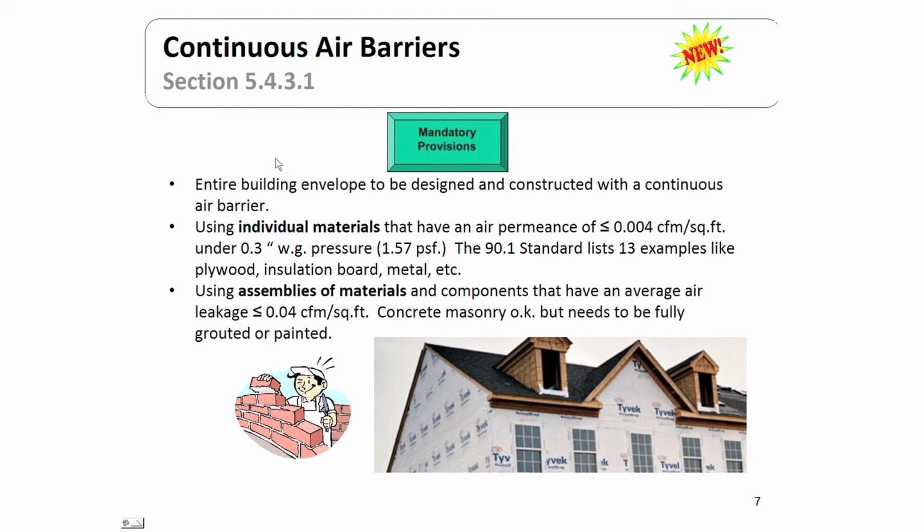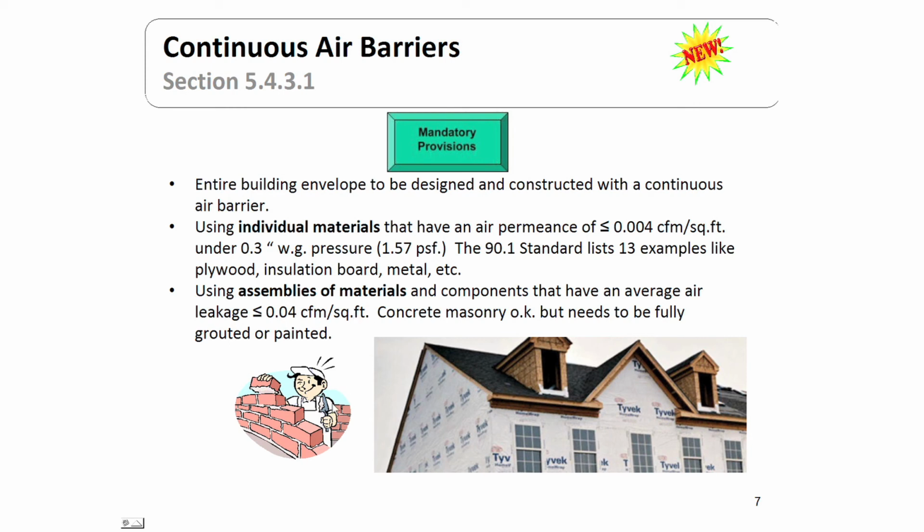In Section 5.4, again, this is mandatory. The building is required to have a continuous air barrier. A lot of people refer to this as a house wrap. The entire building is to be designed and constructed with that continuous air barrier. Specific numbers: the individual materials have to have an air permeance of only 0.004 CFM per square foot, and if you use assemblies, they can have an average air leakage rate of 0.04 CFM per square foot.